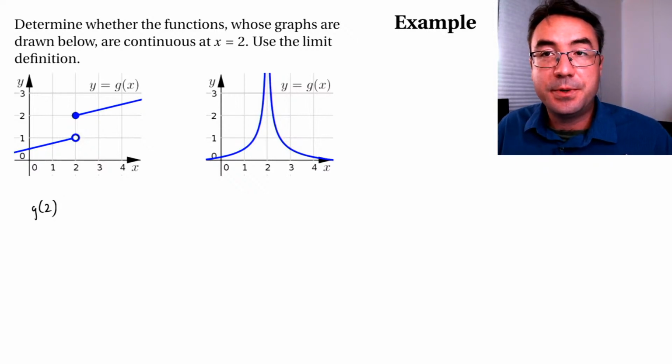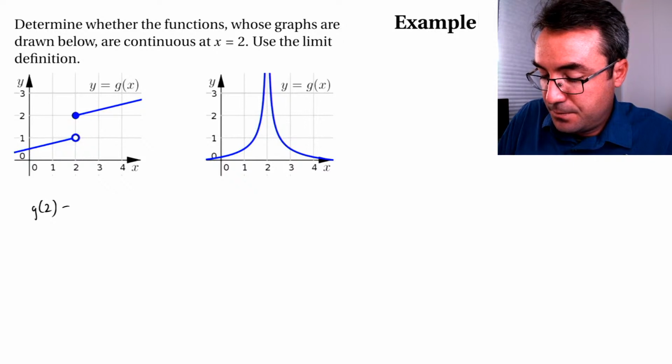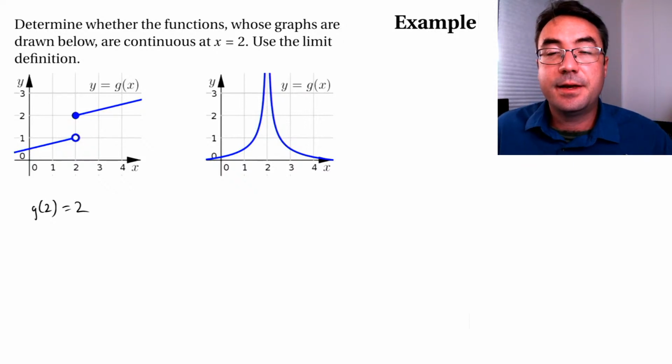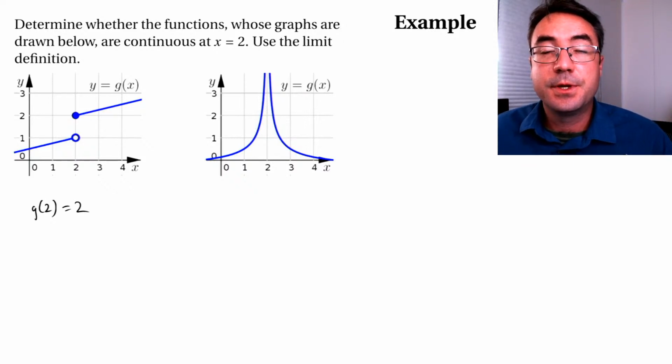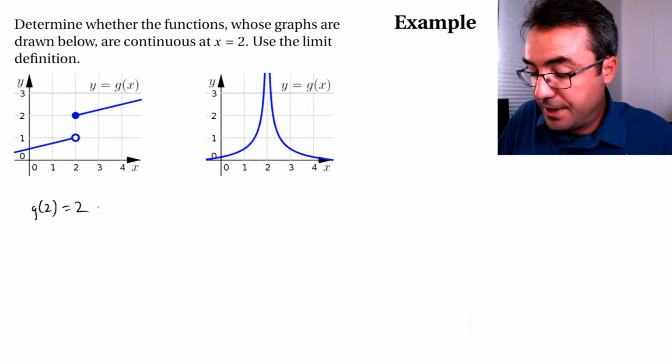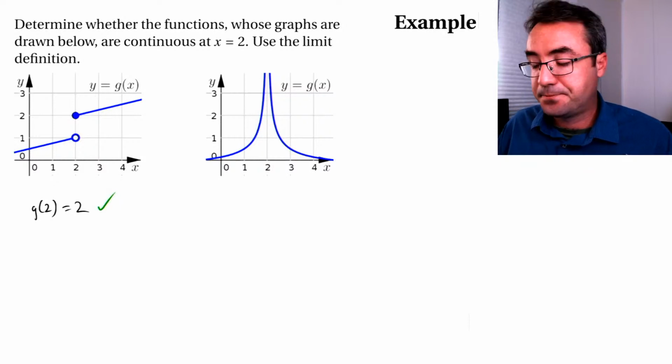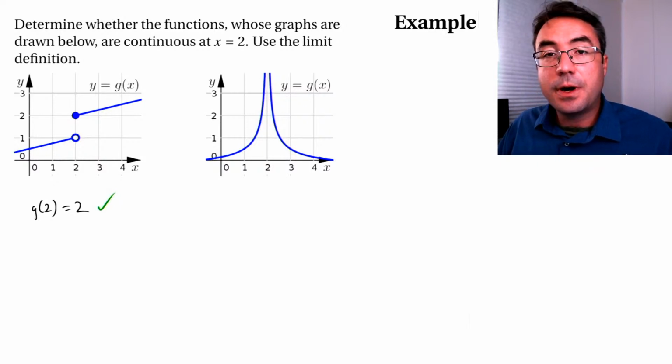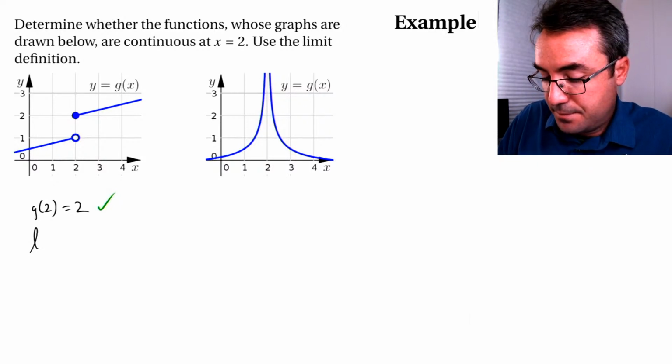So when we plug 2 into our function, we look for the filled in dot, and that y-coordinate is 2. So g of 2 is equal to 2. So that's good. Our function is defined. That's always good. Then we go and do our limit. So we want to do the limit of g of x as x approaches 2.